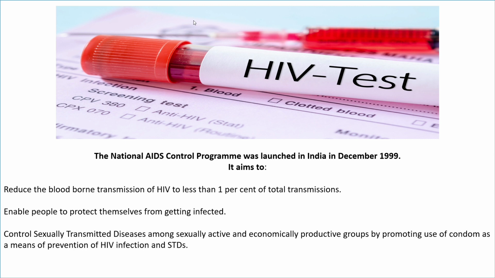So unprotected or unsafe sex. What is that? It means that the people who are engaged in sexual activities are not using protective measures. Now, what are the protective measures? Protective measures are condoms or contraceptives, which a person has to use when having sex with an infected person, so it can prevent it.